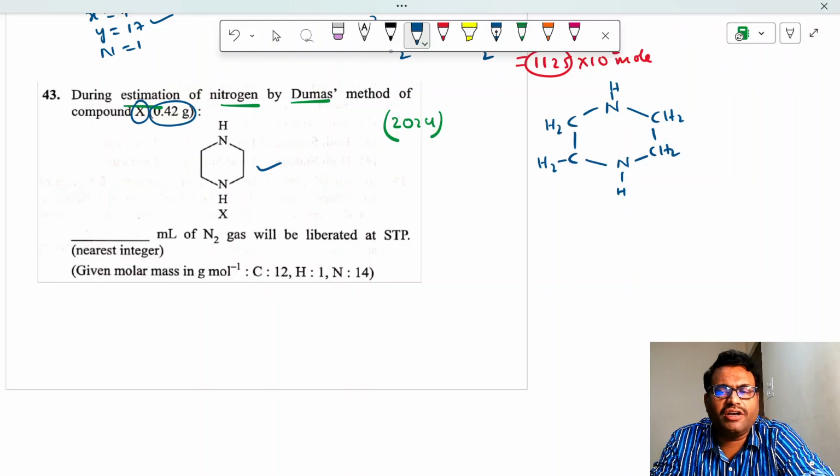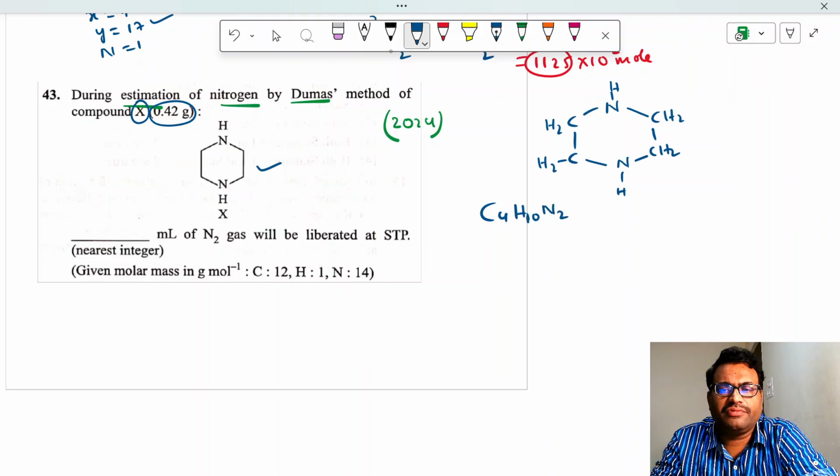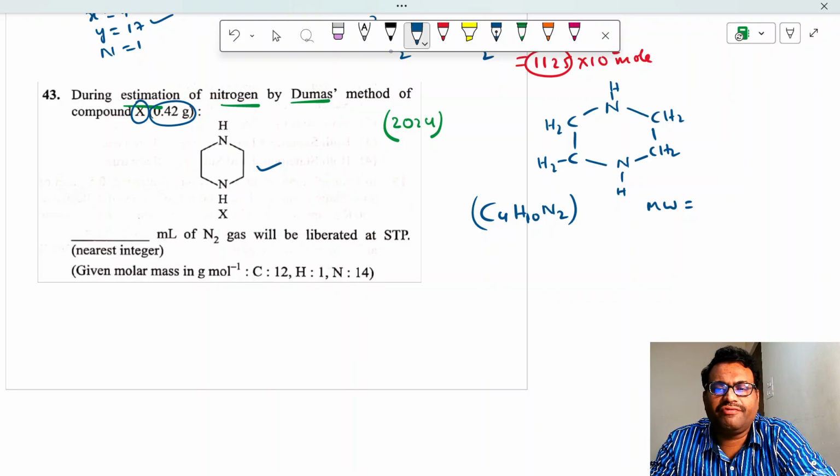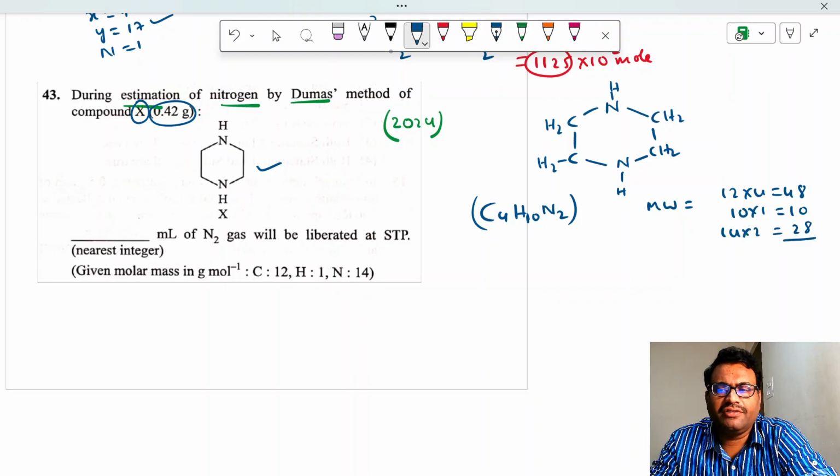Let us write the molecular formula of this compound. How many carbons are there? 4 carbons, so C4. How many hydrogens are there? 2 plus 2 plus 2 plus 2 plus 2, 10. So C4H10N2. Then calculate the molecular weight. 12 into 4, 48. 10 into 1, 10. 14 into 2, 28. Okay, then 86.